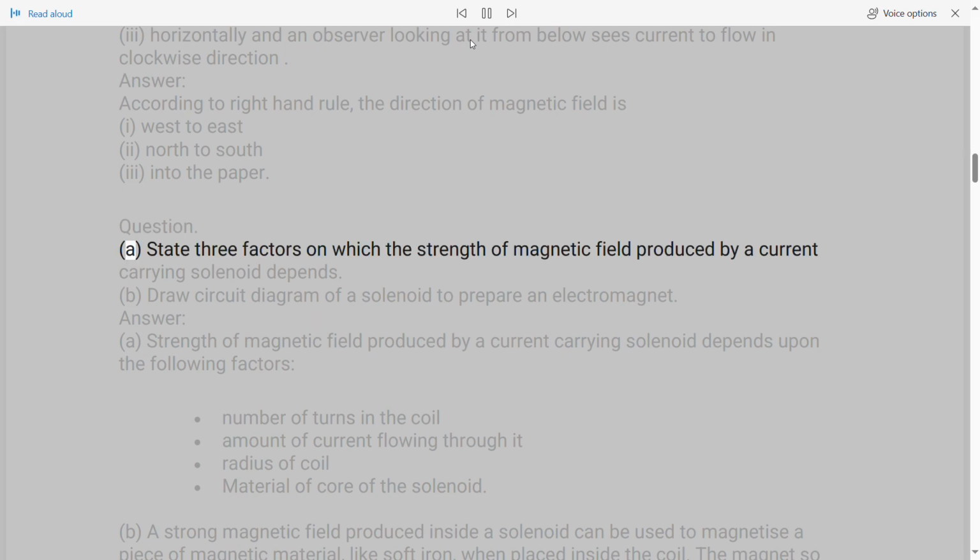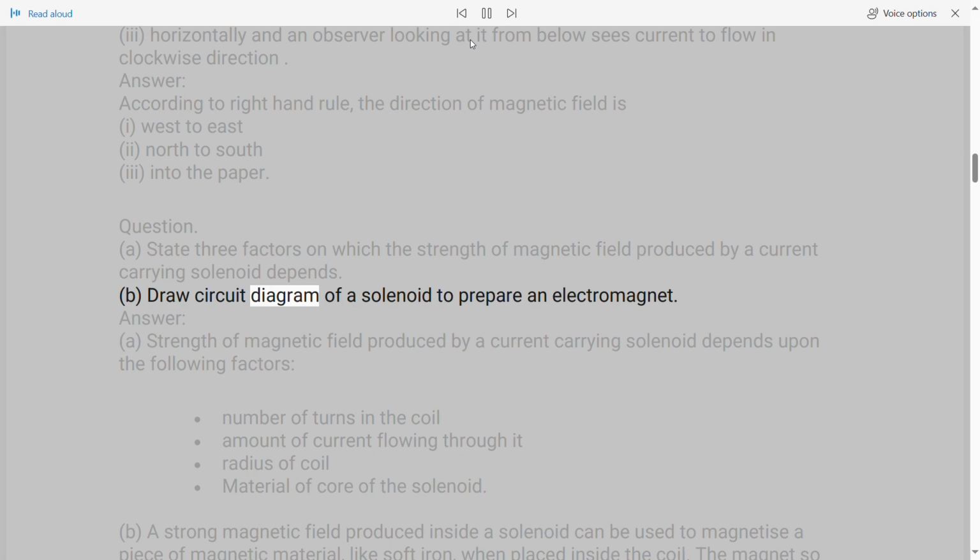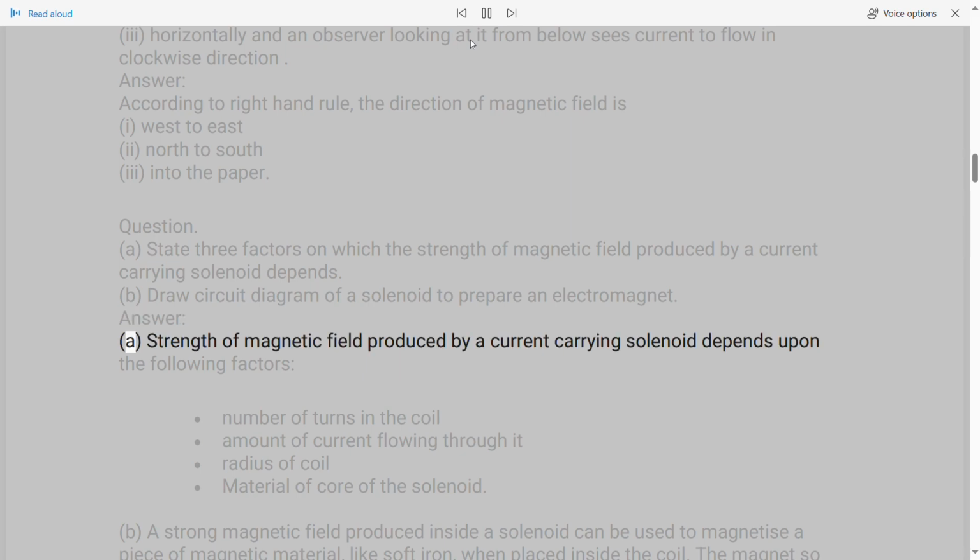Question. A. State 3 factors on which the strength of magnetic field produced by a current-carrying solenoid depends. B. Draw circuit diagram of a solenoid to prepare an electromagnet. Answer A. Strength of magnetic field produced by a current-carrying solenoid depends upon the following factors. Number of turns in the coil. Amount of current flowing through it. Radius of coil. Material of core of the solenoid.